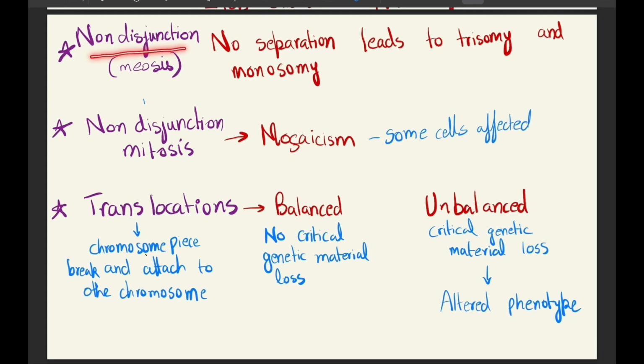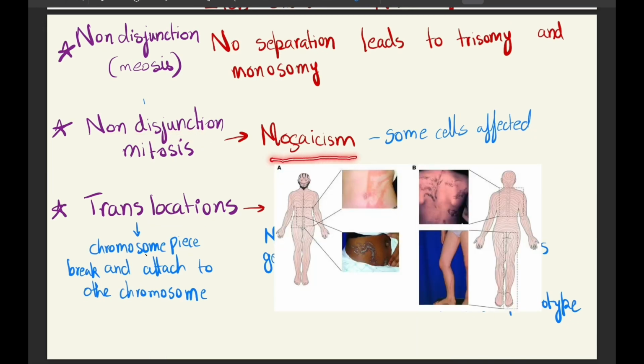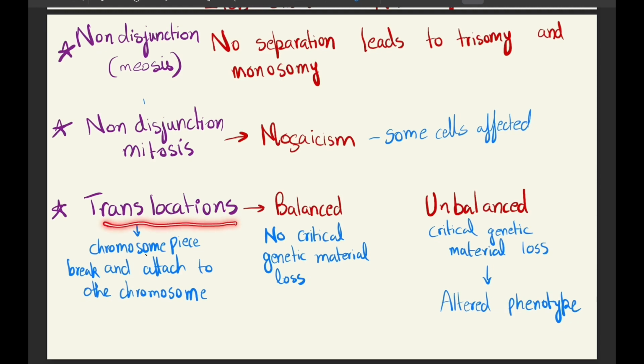Then we will continue with non-disjunction in meiosis, and this is important. No separation leads to trisomy and monosomy, which I will explain later. Then there is non-disjunction in mitosis, which is not as important. So we have mosaicism, in which some cells of the body are affected. Then we have translocations. A chromosome piece breaks off and attaches to another chromosome. It can be balanced, where no critical genetic material is lost, or unbalanced, in which critical genetic material is lost, and there is an altered phenotype.